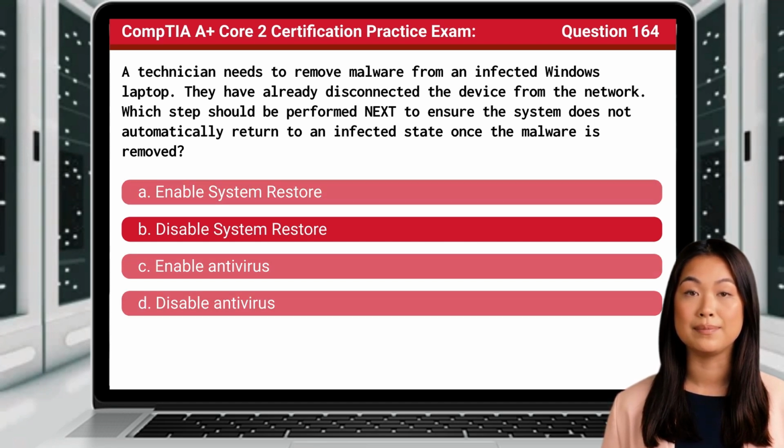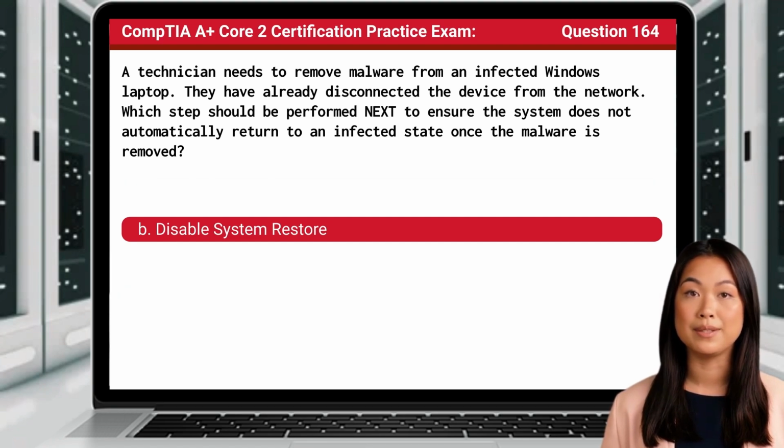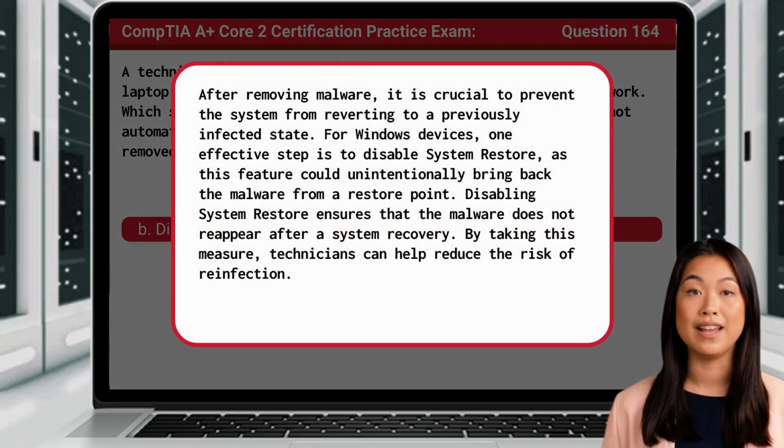The answer is B. Disable system restore. After removing malware, it is crucial to prevent the system from reverting to a previously infected state. For Windows devices, one effective step is to disable system restore, as this feature could unintentionally bring back the malware from a restore point. Disabling system restore ensures that the malware does not reappear after a system recovery. By taking this measure, technicians can help reduce the risk of reinfection.